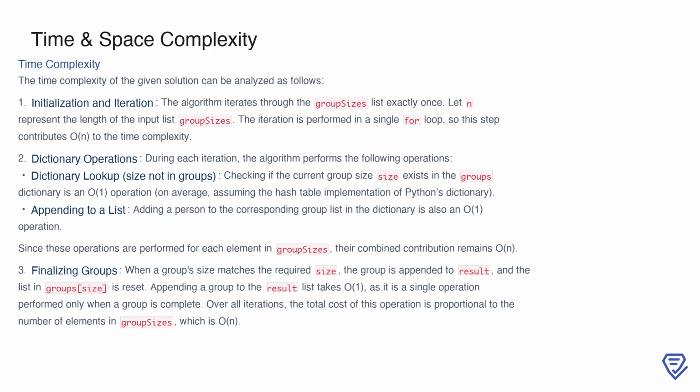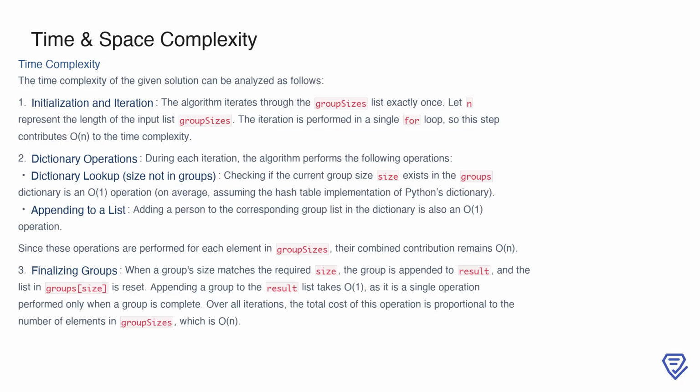To analyze the time complexity of this solution, we start by considering the main operations in the algorithm. First, the algorithm iterates through the group sizes list exactly once. If we denote the length of group sizes as n, this iteration contributes O(n) to the time complexity because it is performed in a single for loop.